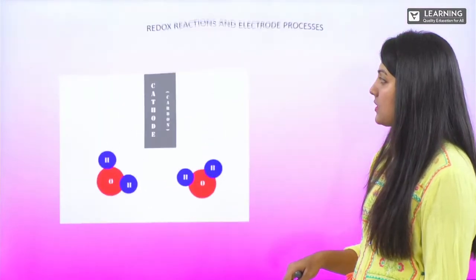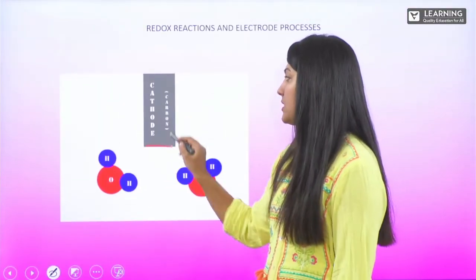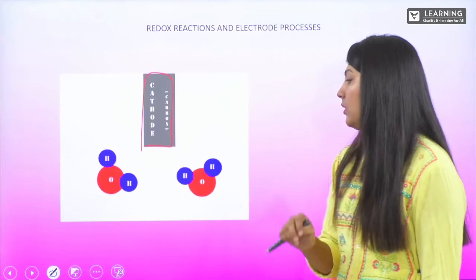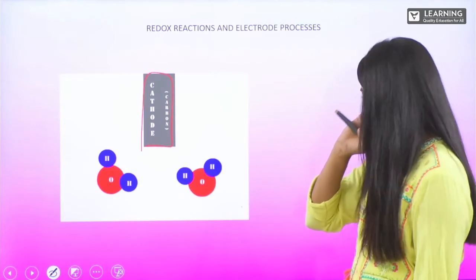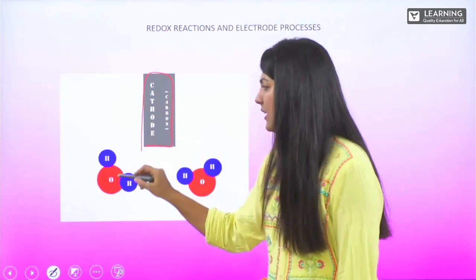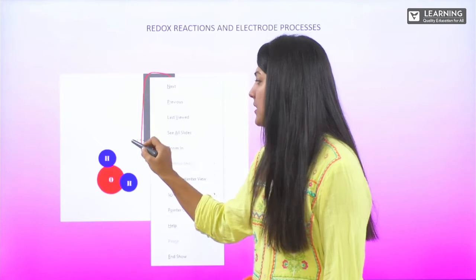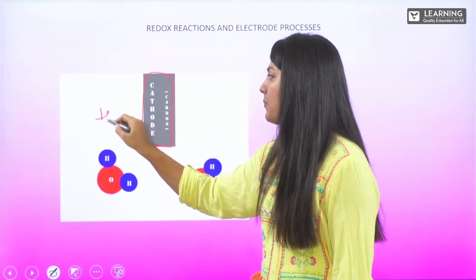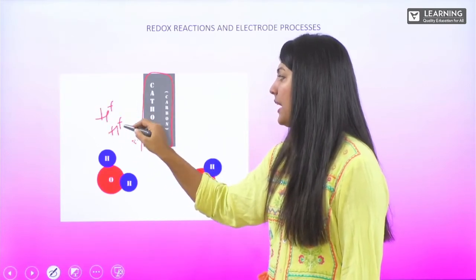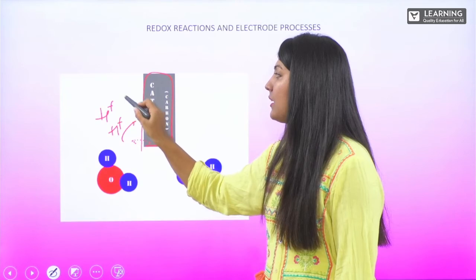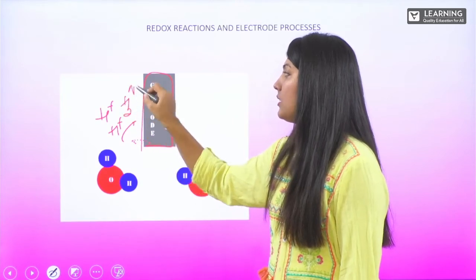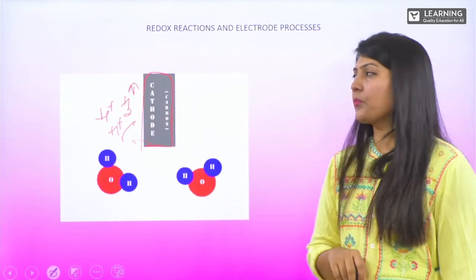Here what happens is that we have the cathode which has been used with a carbon. Water gets attracted here, it splits into H+ ions and they gain electrons and become H2, and they vaporize.